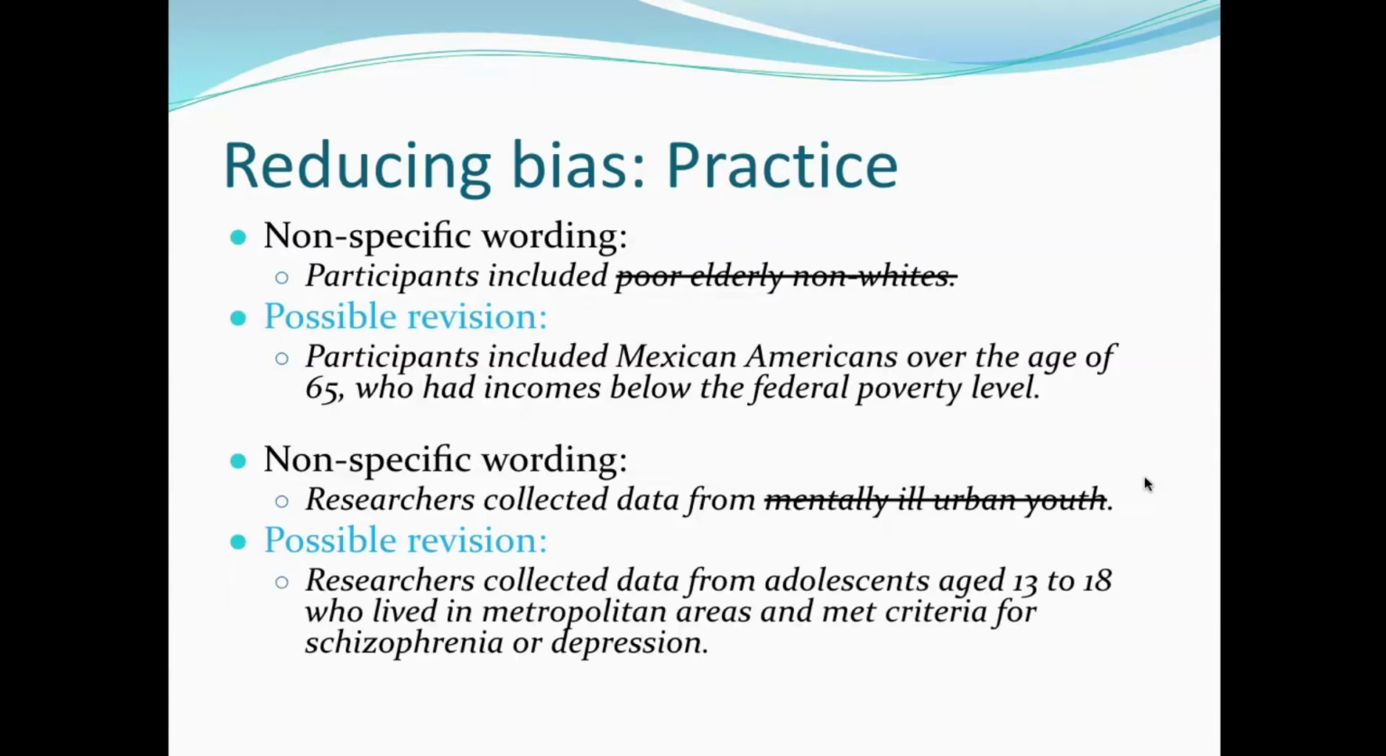Again, there's not just one right answer, but this is a lot more specific, where instead of youth, we have adolescents age 13 to 18. So we have a really specific age range now that's a lot less vague than the word youth, which maybe could extend into people's 20s or something. Here we see that the author actually meant people who lived in metropolitan areas when they were using urban, and a specific mental illness: met criteria for schizophrenia or depression.